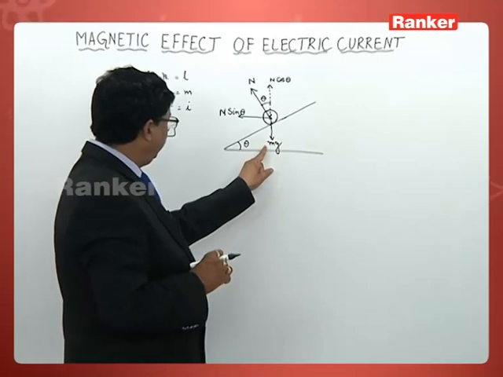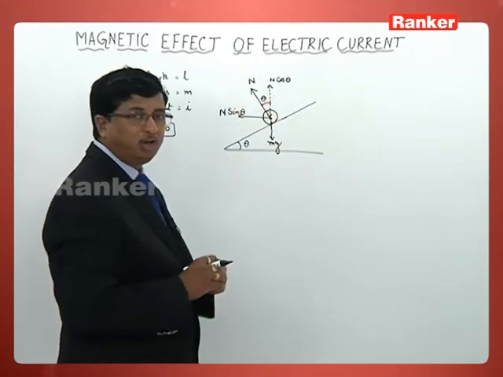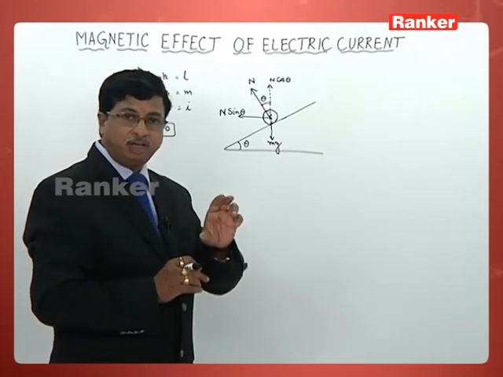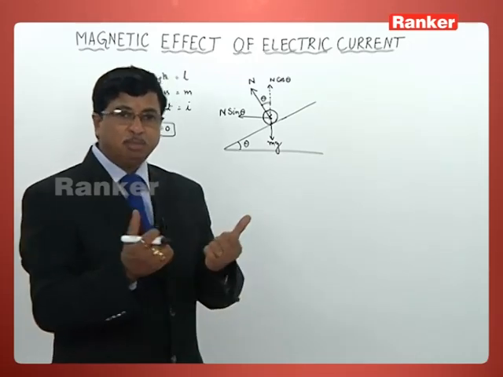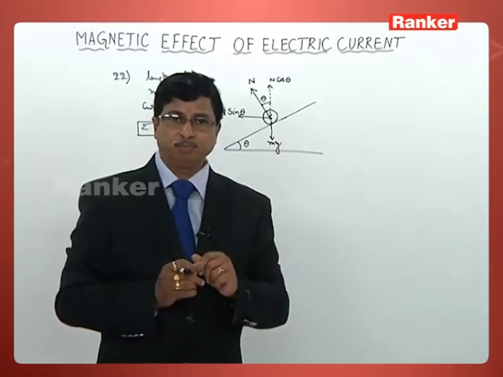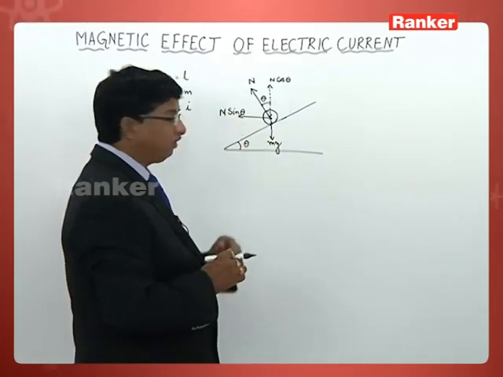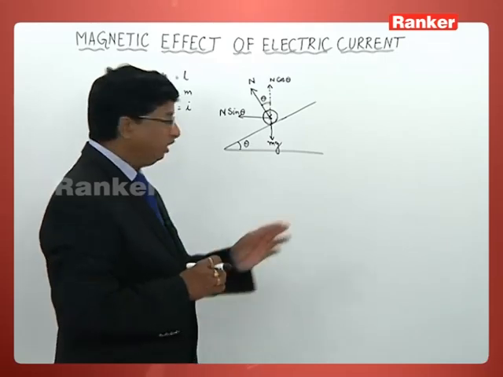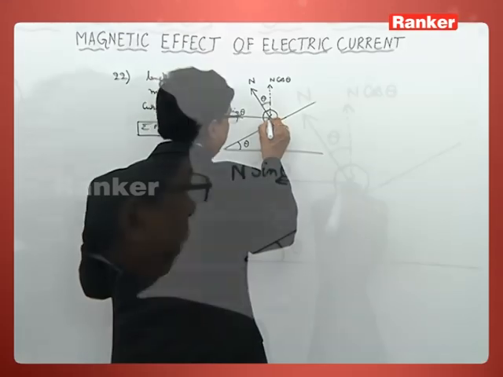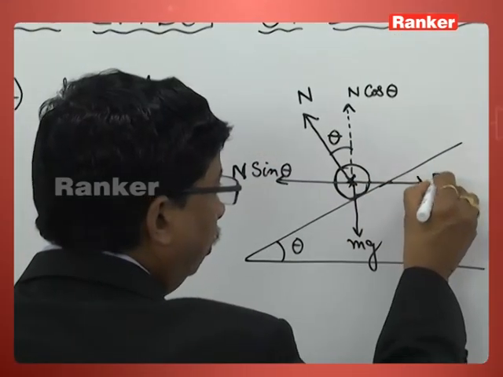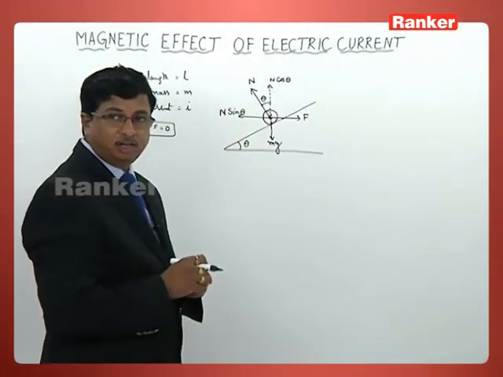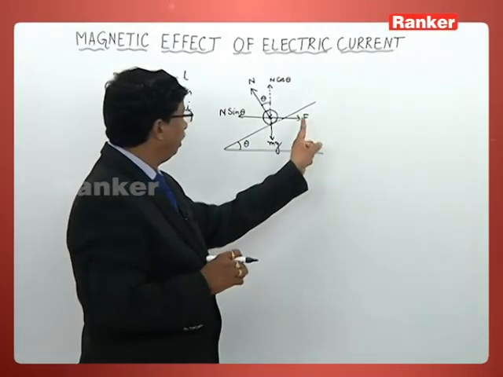Now this weight is compensated by the normal reaction's component. N cos theta and weight are both equal but opposite in direction, so they get cancelled. But what about this N sin theta? N sin theta is acting this side. There should be some other force due to the magnetic field acting on this conductor, which is supposed to be along this line.